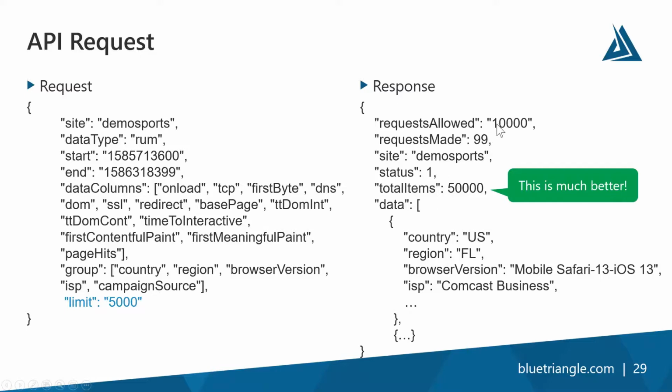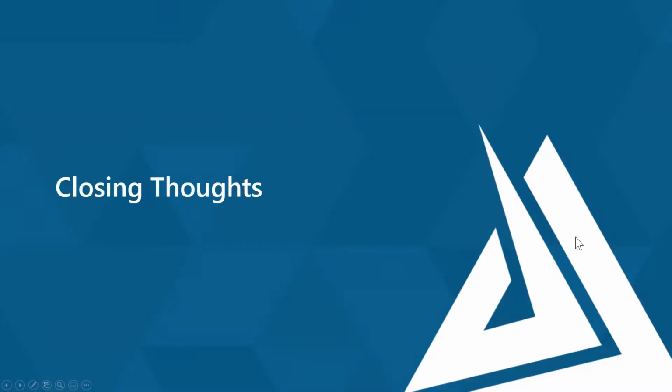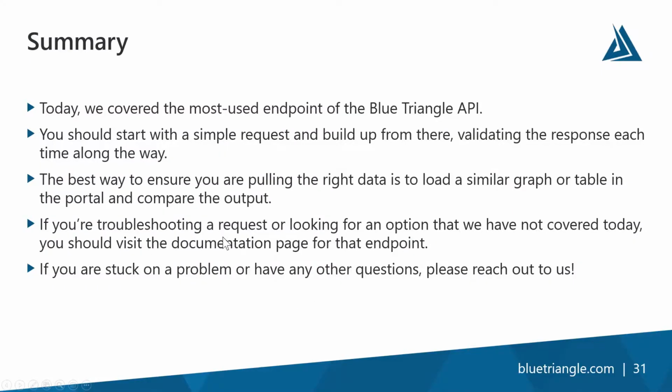Another thing is, depending on your account configuration, you'll notice there's requests allowed and requests made here. Requests allowed is the daily limit of API calls that you can make for your account, and requests made is how many have been made today. So depending on what that limit is, it might behoove you to try to optimize the number of queries you're running.